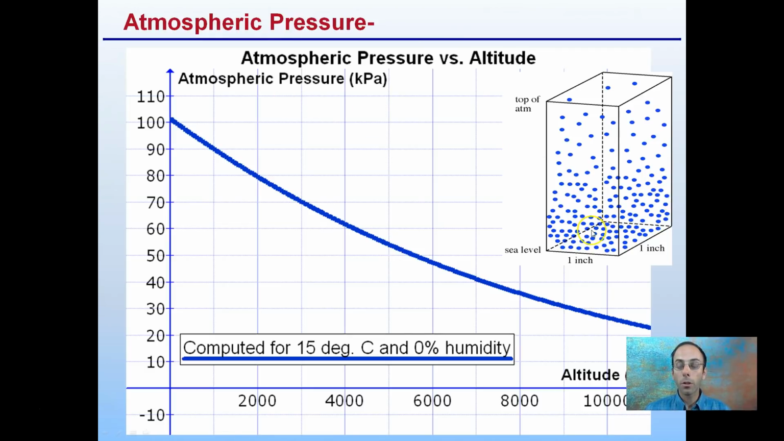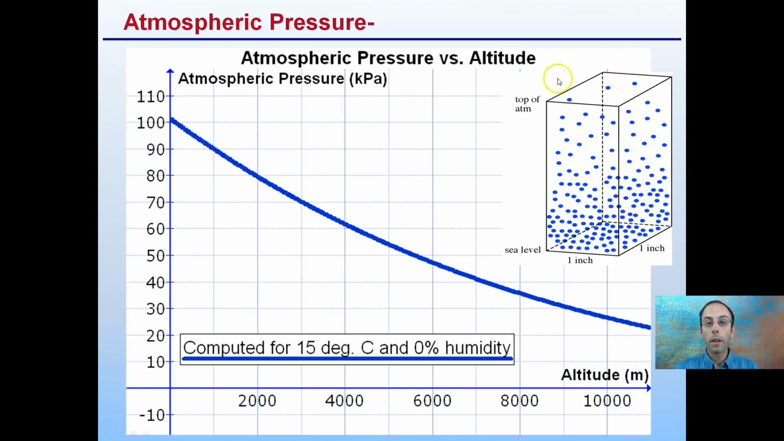Here we see atmospheric pressure versus altitude. There is more density down here at the very bottom than at the top of a mountain, for example. This is a very high mountain. Denver, for example, is the mile-high city, 5,280 feet above sea level, but there are mountains much, much higher than that.